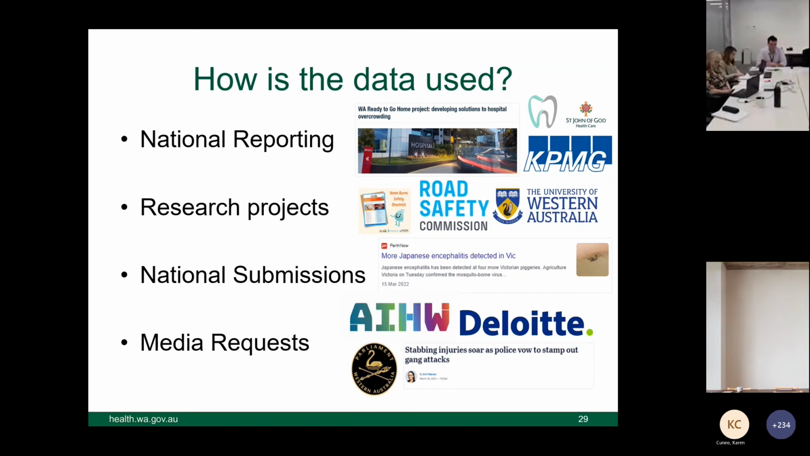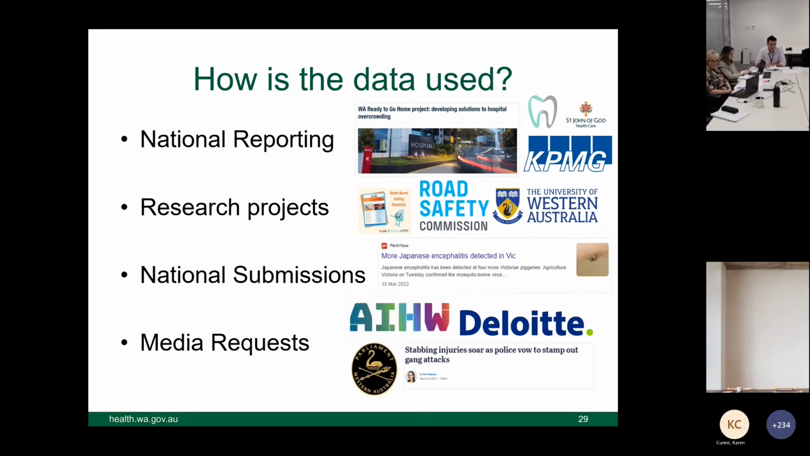The data in these collections is also used for other ad hoc or regular data requests, including research projects. Regarding our national submissions, we're required by the Commonwealth to submit HMDC and ESWL data to national bodies on a regular basis. The two main national bodies that we report to are AIHW, which is the Australian Institute of Health and Welfare, and IPA, which is the Independent Hospital Pricing Authority.